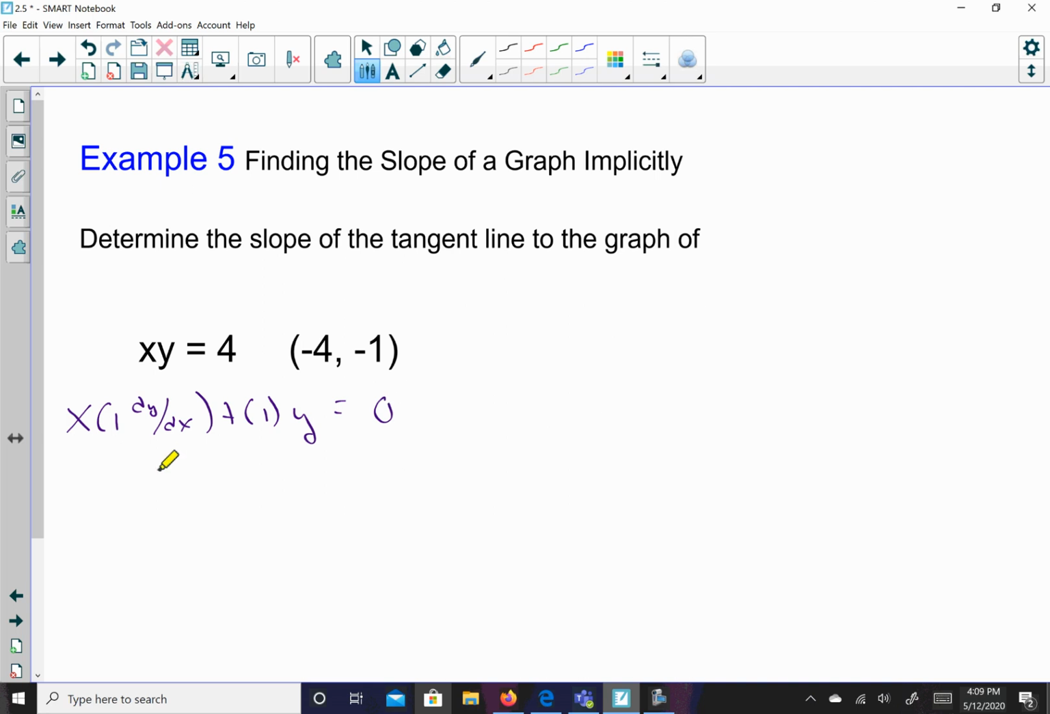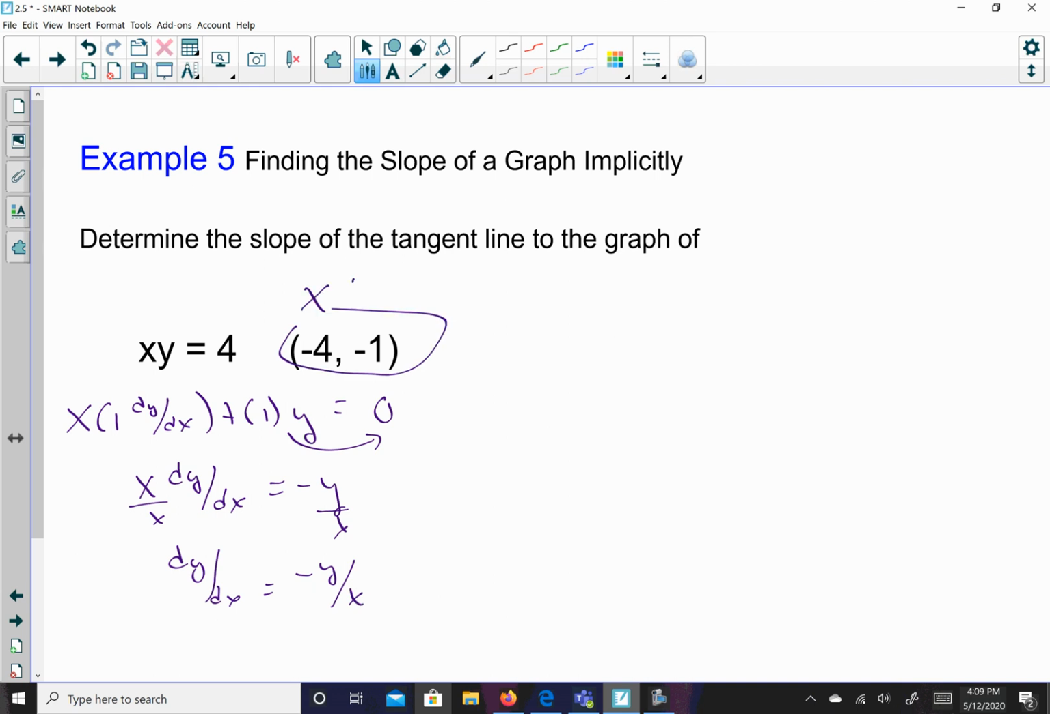So when I do this, I'm going to have x dy/dx is equal to negative y. I just brought that y over to the other side. Now to find dy/dx, divide both sides by x, and I'm going to have negative y over x. So that's my derivative. To find the derivative at this point, this is my x and this is my y. So I'm going to have to substitute those both in. I'm not just substituting in x anymore, I'm going to have to substitute in x and y.